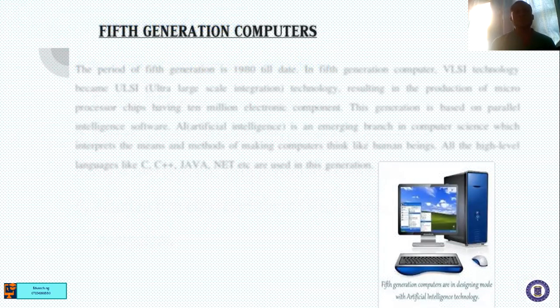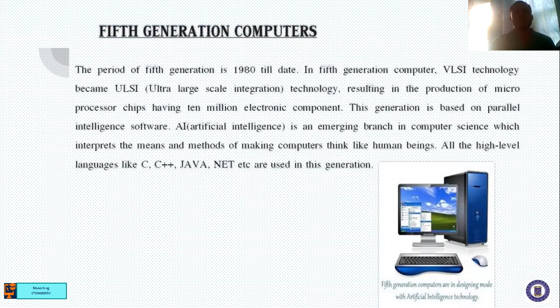The fifth generation computer. The period of the fifth generation computer is 1980. That simply means that the fifth generation computer was developed or invented from 1971 to 1980 to date.